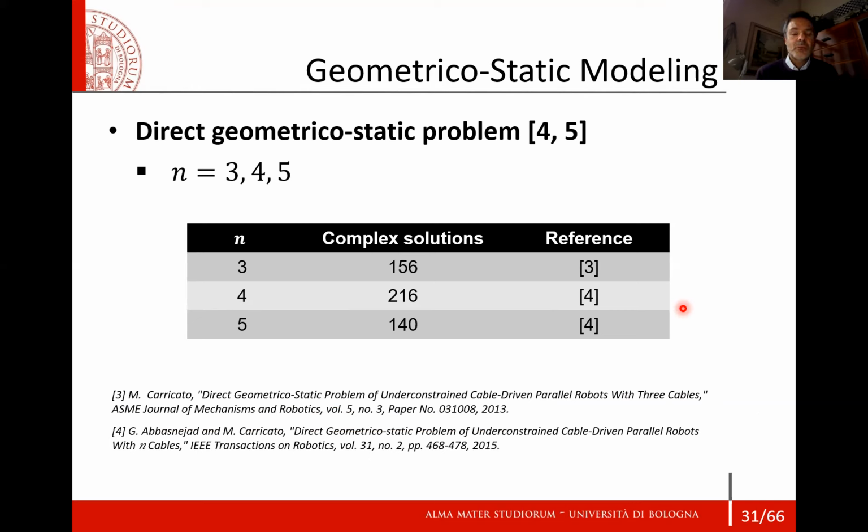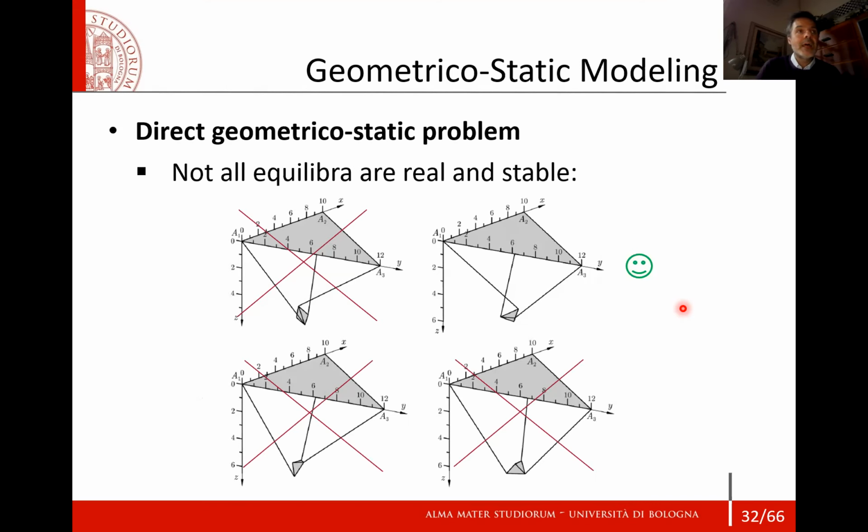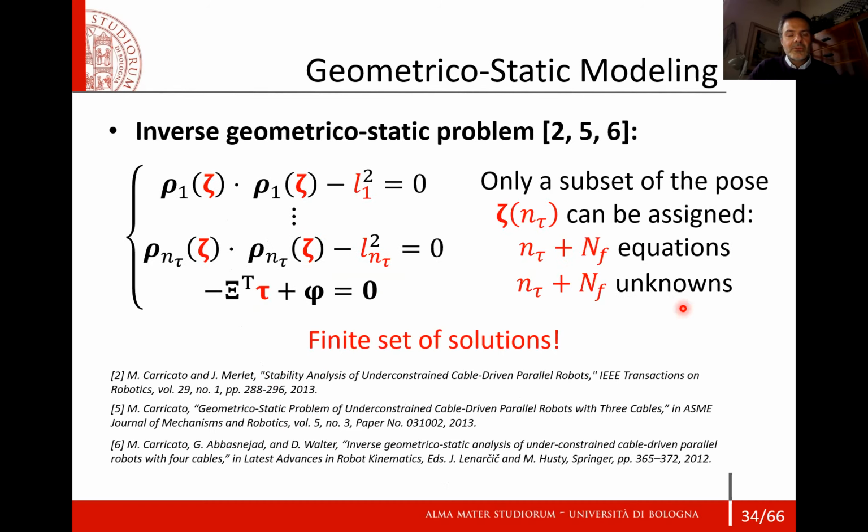Clearly, not all of them will be real, not all of them will have positive tensions in the cables, not all of them will be stable, but a number of them can be real and stable. And this means that if we simply control the cable lengths, we really don't know in which of these feasible configurations our platform may lie, because they are characterized by the same cable lengths. And basically, this is everything that I want to say, and I'll leave the stage to Eduardo.